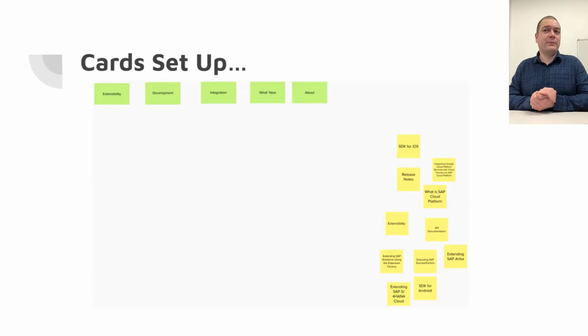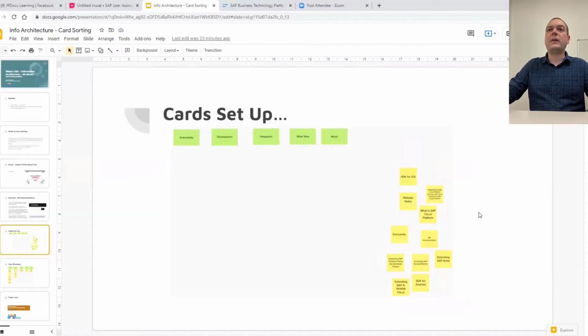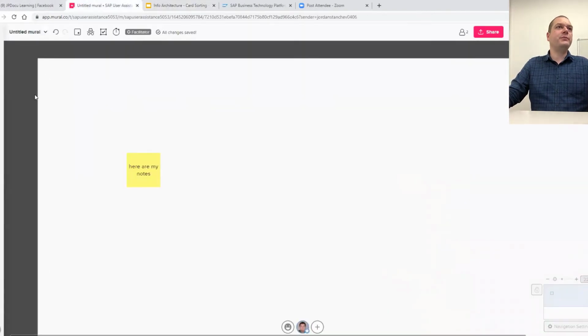You can see some examples of the content here. You have a guide called SDK for iOS. You have content which is called What is SAP Cloud Platform. You have release notes, API documentation. These are the titles where you expect people to click on those titles and navigate to the corresponding user guide or any other form of help you are offering. Now it's time for the workshop. Let's switch now to the Mural.